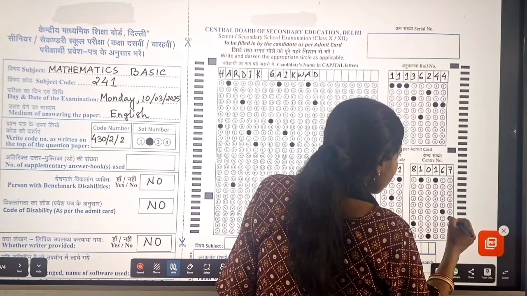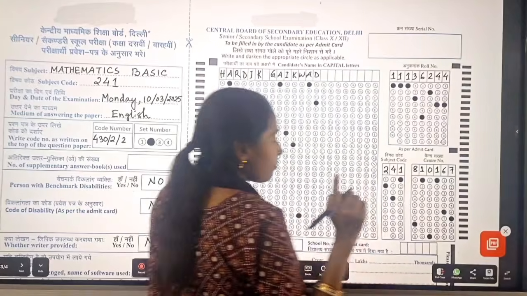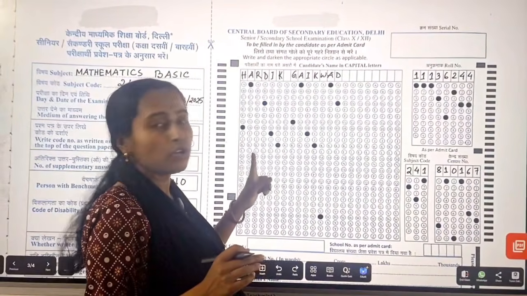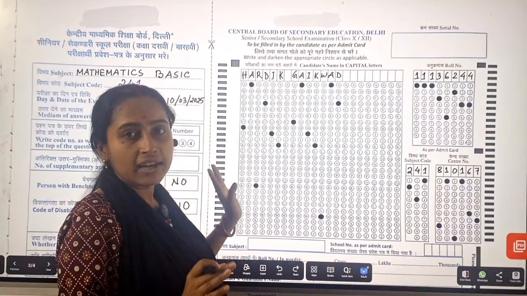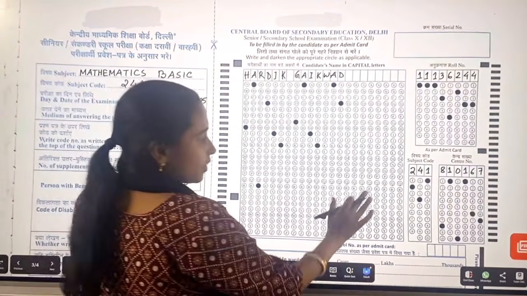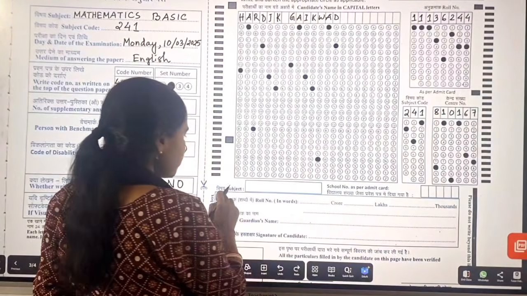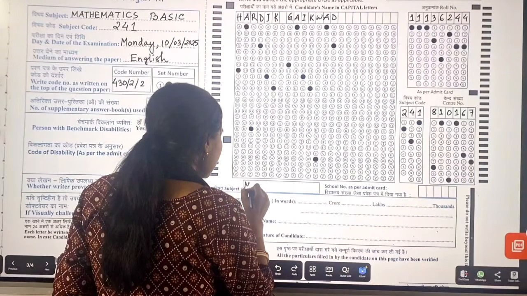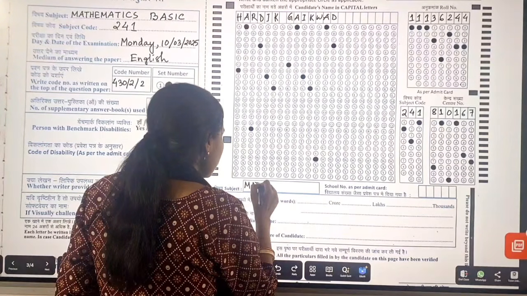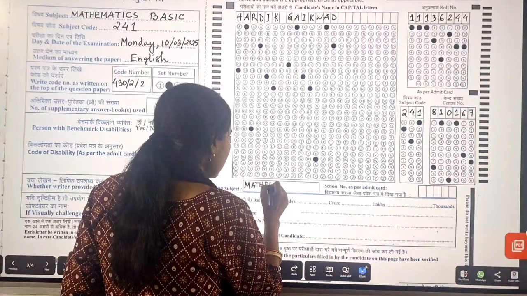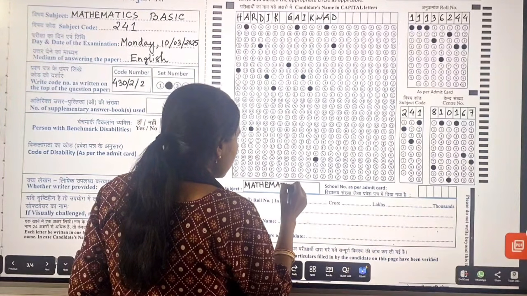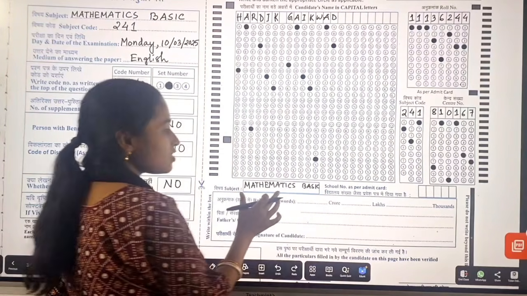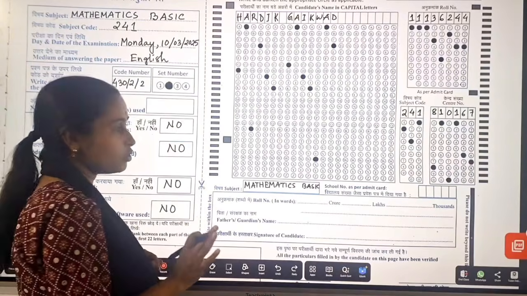7. Remember that while doing this circling, you have to be very careful, because once you do it, you cannot erase, you cannot use whitener, nothing you can use. So be very careful. Next, again here you need to write the subject. The subject is Mathematics Basic. If space is not enough, then you can write in small letters also, no issue.